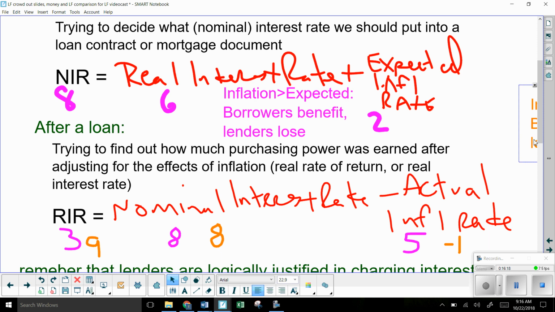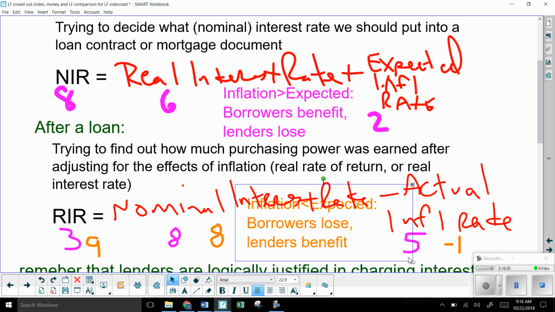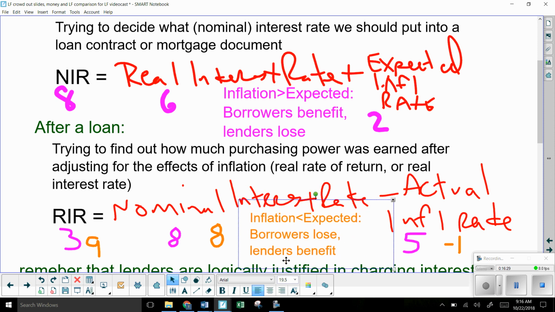And what have we learned here from that? We have learned that when inflation is less than expected, we expected 2 and we got -1, when inflation is less than expected, borrowers lose and lenders benefit. So I end up really doing well under this type of a situation.